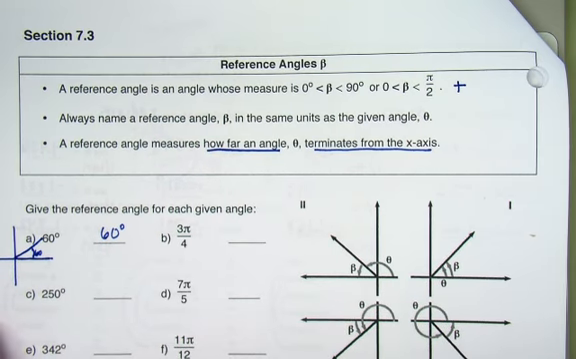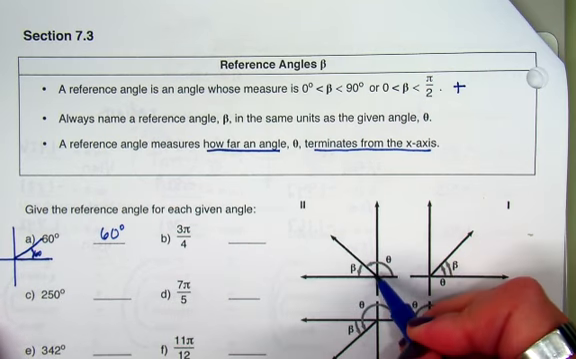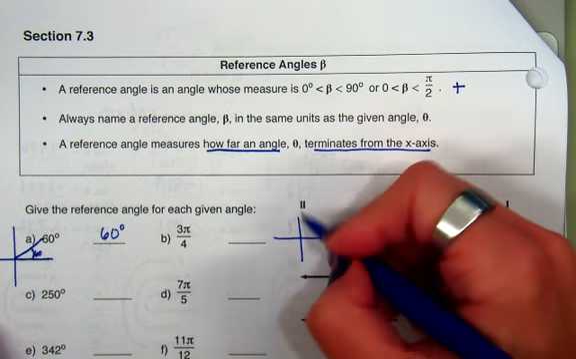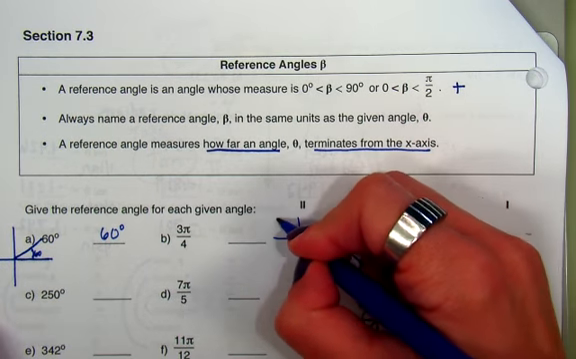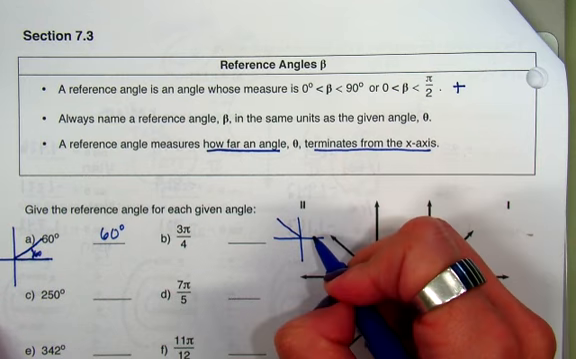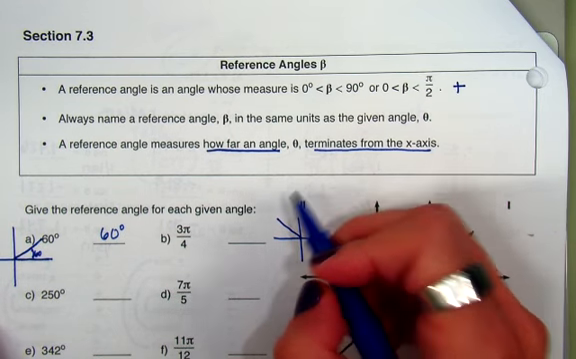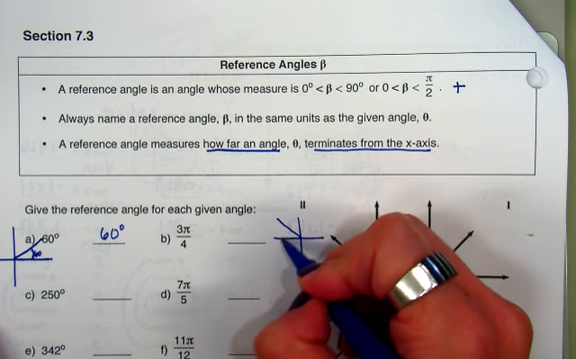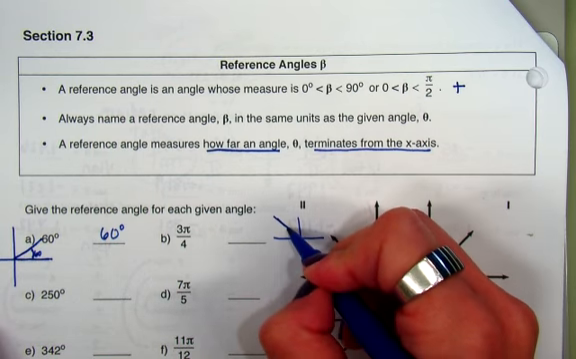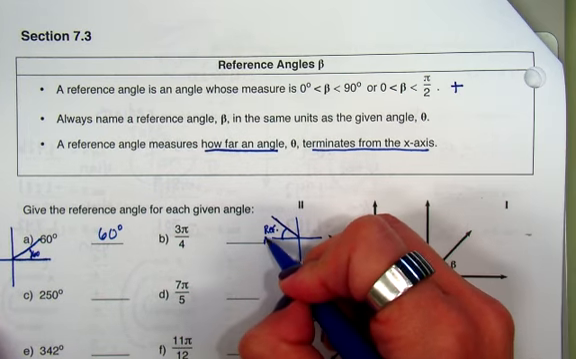3 pi over 4 is in quadrant 2. So here's an example of a quadrant 2 one. So in 3 pi over 4, which is over here, 135 degrees, my question is not how far it is from the original x-axis, but the reference angle wants to know how far it is from the closest x-axis. How far does this terminate from this x-axis? This is the reference angle that I want.